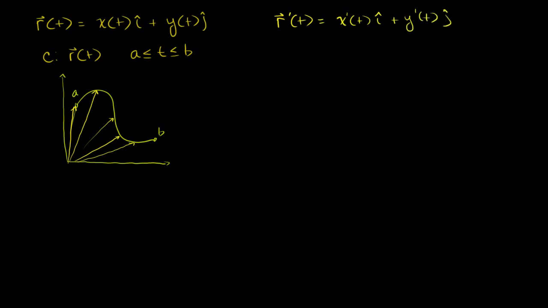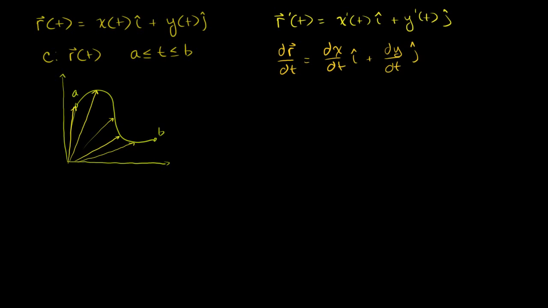Or another way to write that, and I'll write all the different ways just so you get familiar with it, dr dt is equal to dx dt times i plus dy dt times j. X of t is a scalar function, so this is just a standard derivative.